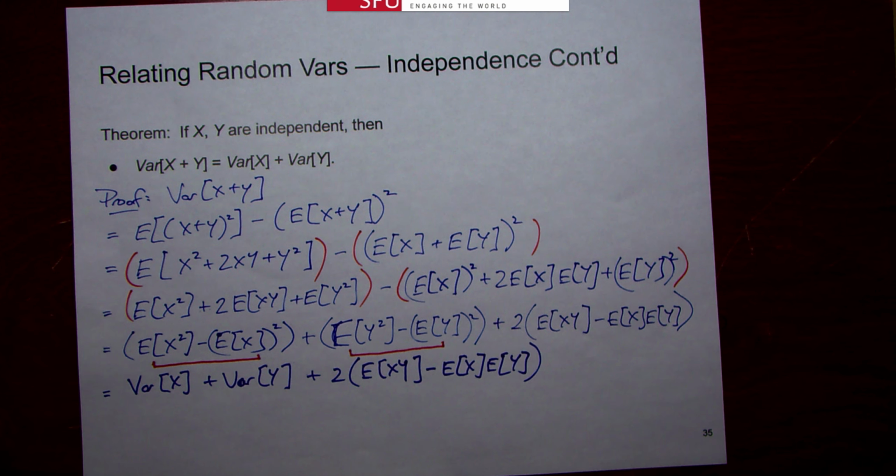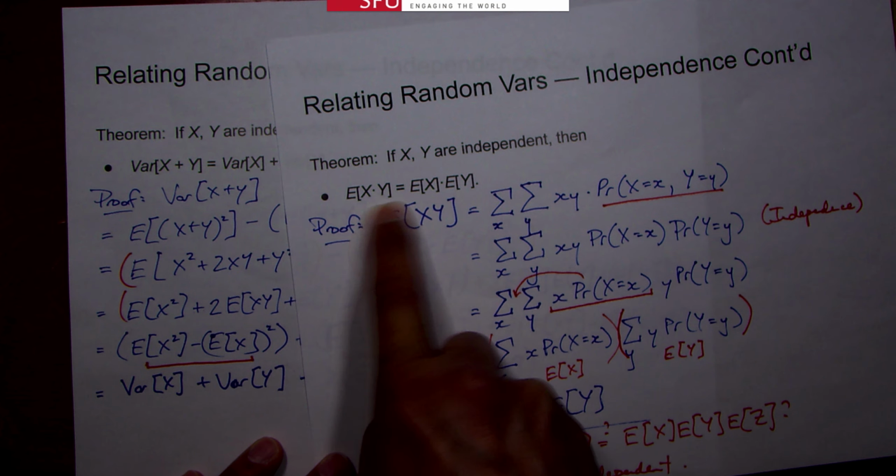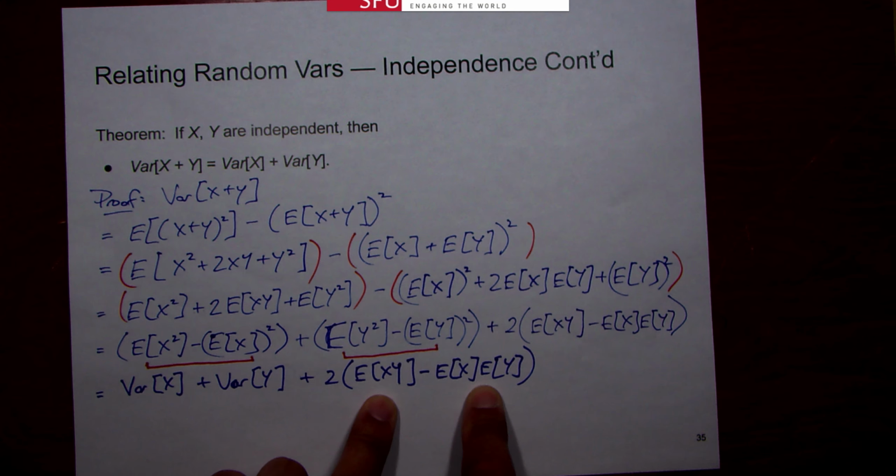But it's pretty easy to deal with, right? It's equal to 0. Why is it equal to 0? Yeah, good. So the previous page, if x and y are independent, then E[xy] is the product of E[x] and E[y], right? So this will give you 0.